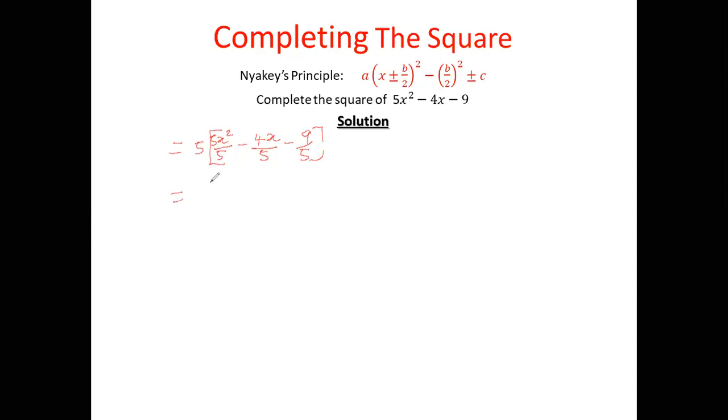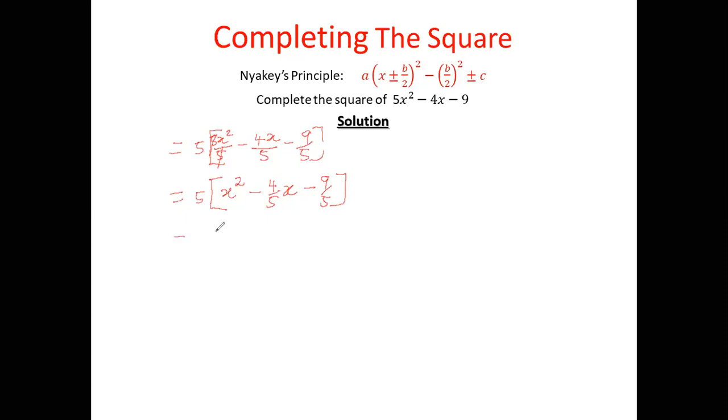We will have 5 into square bracket. This 5 will divide this 5 to give us x squared. And then we have minus 4 over 5. We don't need to write the decimal. Guys, just maintain the common fraction. Here too, we maintain 9 over 5 because we are not able to simplify it further.